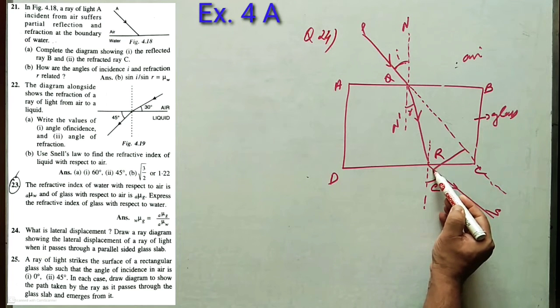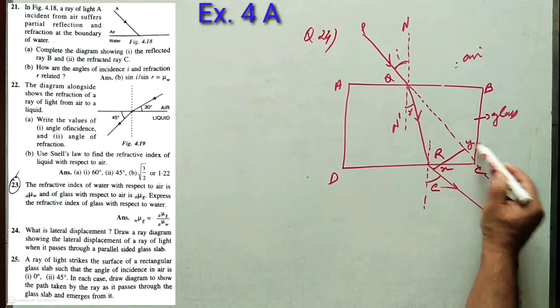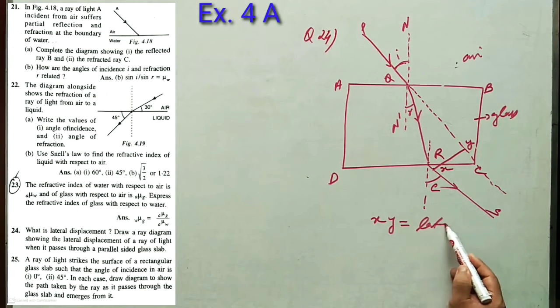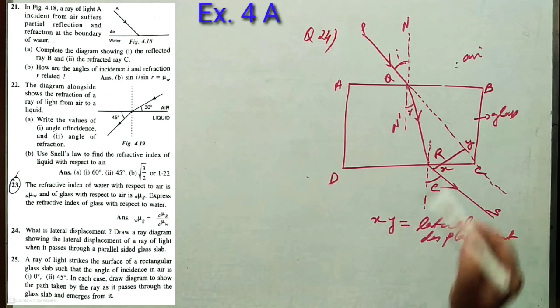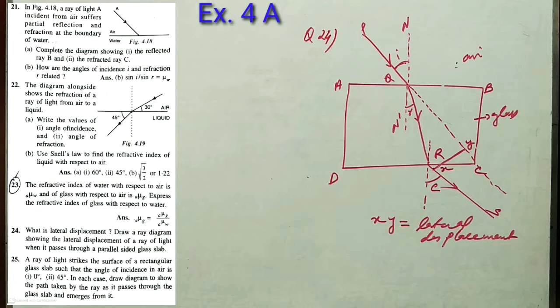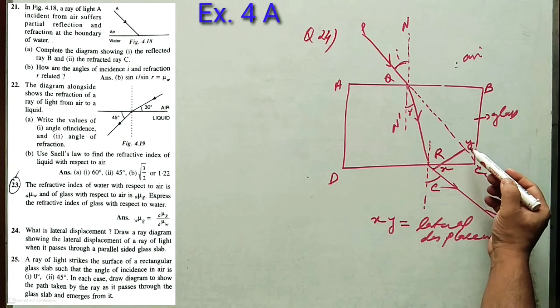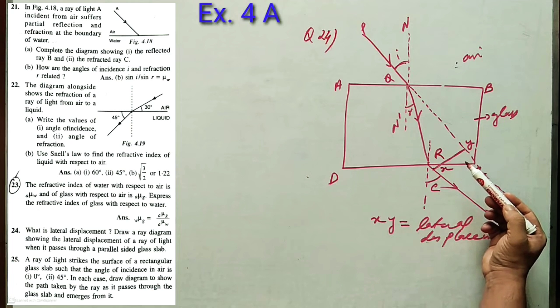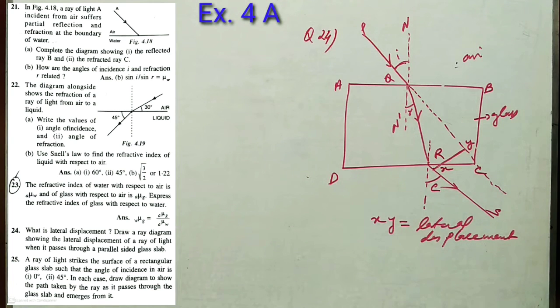So I can mark a shift here as XY. So I can mark XY as the lateral shift or lateral displacement. Okay, mark it and label it XY as the lateral displacement. Is it clear? So we have shown the lateral displacement, angle of incidence, angle of refraction, angle of emergence. Anything else is left over there? Question number 24. When it passes through, we have to show the lateral displacement. Alright? Okay. So diagram is complete.